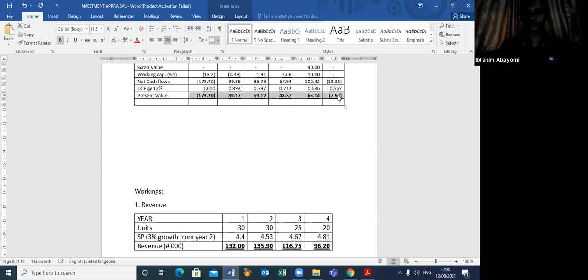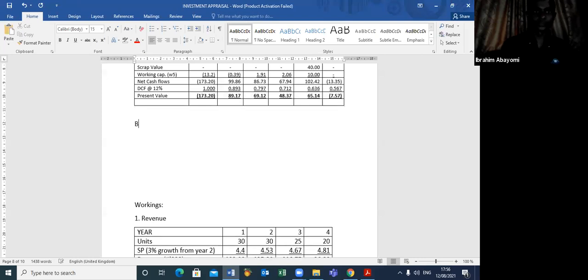What is the NPV? NPV will be equal to, add all the positive figures: 89.17 plus 69.12 plus 48.37 plus 65.14 will be 270.8, minus 7.57, minus 173.2. I have 91.03. That is 91,000.